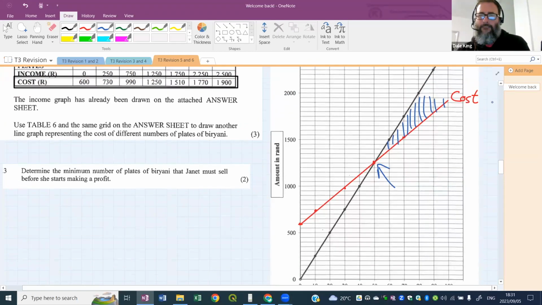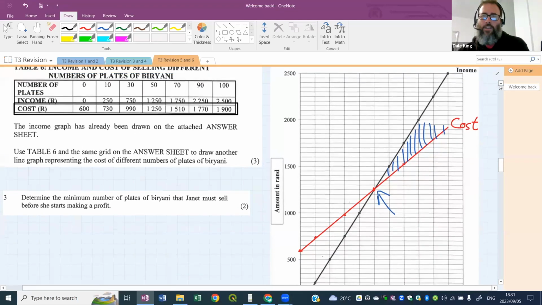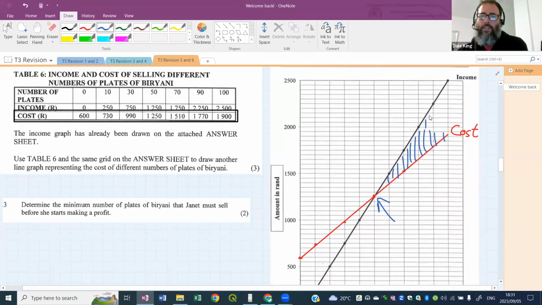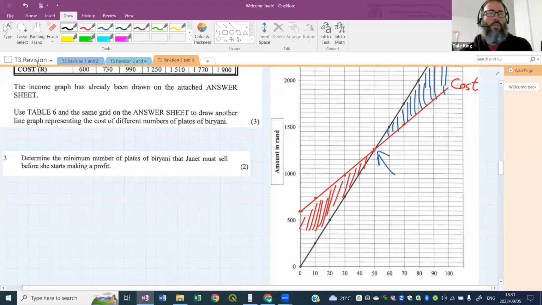It's profit. How do you tell that? Because the income is more than the expenses. Very good. The income is higher than the expenses. And then on the other side, on the left-hand side of the break even, she'll be making a loss, because her costs, her expenses, are higher than her income. Good. So when the question says, what's the minimum number of plates that Janet must sell before she starts making profit, they must be referring to that break-even point. So if I scroll down now, can you see how many she must sell? She needs to sell 50 plates. Excellent. She needs to sell 50.